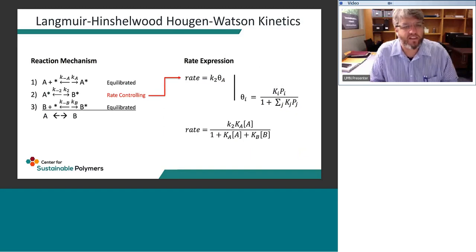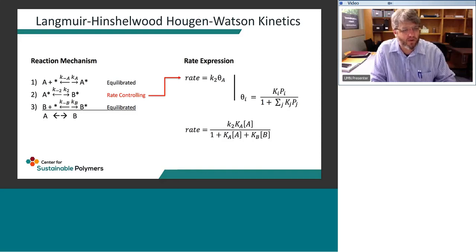So let me take you to the second level of description. This is the Langmuir-Hinshelwood-Hougen-Watson kinetics description of a catalytic reaction. In this case, we start on the left with the reaction mechanism, and we just write the reactions for each possible step that can happen. The first one being the adsorption of species A, which we'll say is equilibrated. Then on the surface, the surface species A* can react to form surface species B*. And then in the third step, surface species B* can desorb to give you gas phase or fluid phase species B. And altogether, we end up with an overall reaction of A goes to B.